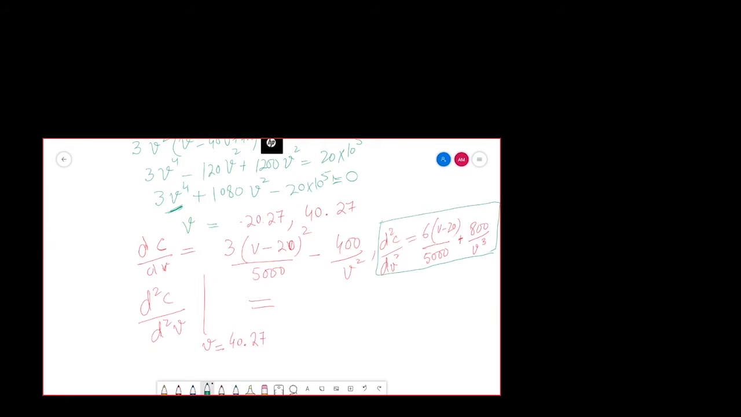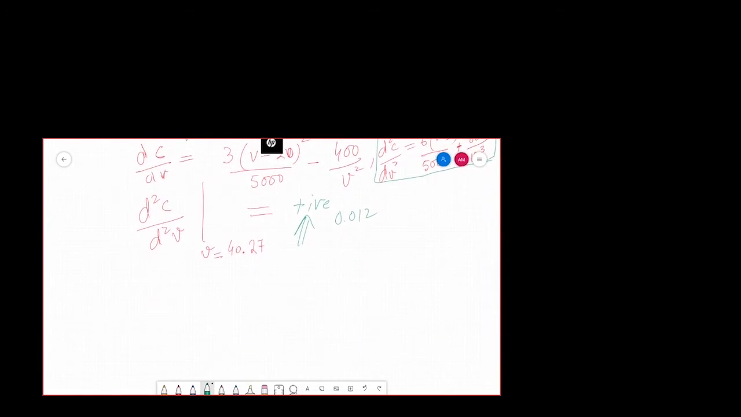And once you put this value, it comes out to be positive. We have to just see the sign. As per my calculation, it is 0.012. Are you getting the same? I got 0.036. Okay, but the main thing is we are looking at its sign. So it is positive, so the second derivative is positive, so it means it is a minimum.